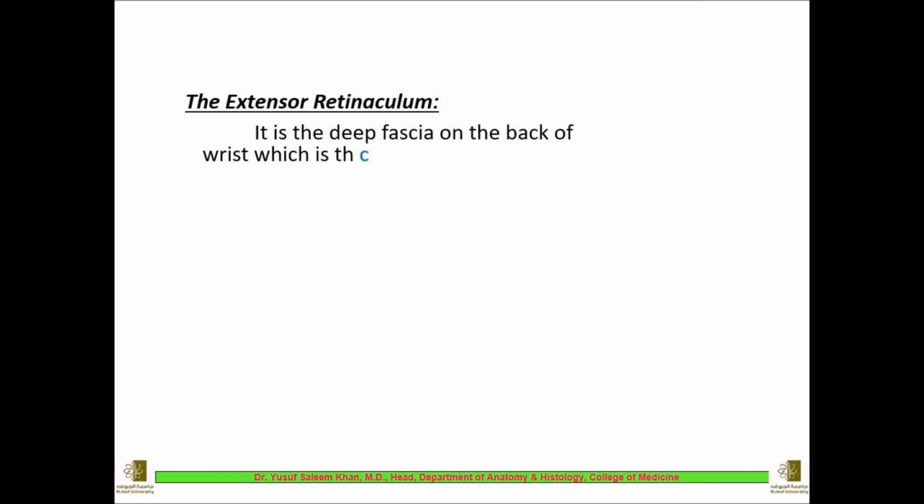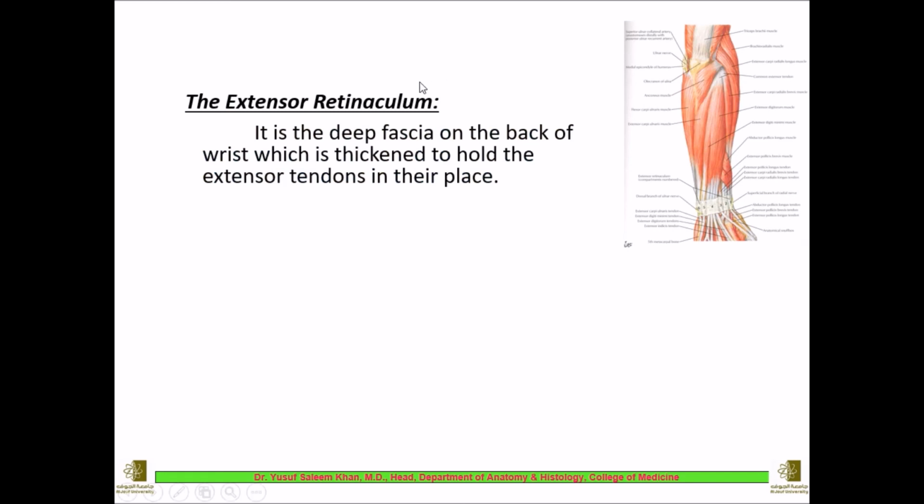Now coming to the extensor retinaculum. So here is the extensor retinaculum. It is nothing but the modified deep fascia present on the back of the wrist joint, which is thickened to hold the extensor tendons in their place. There are so many muscles here. There are almost 12 muscles in the extensor compartment of the forearm, and their tendons run over and across the wrist joint, and they are getting inserted somewhere in the hand.